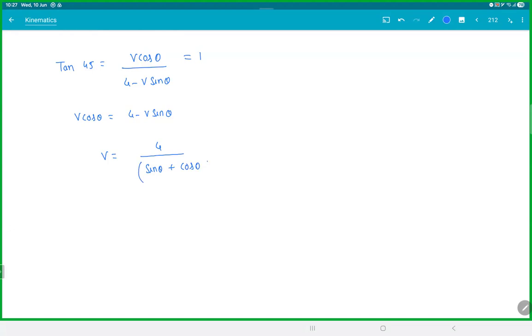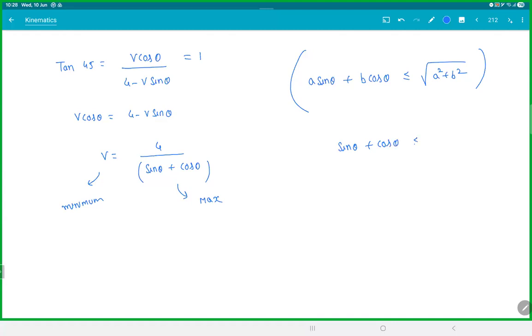So for v minimum, the denominator must be maximum. If this is maximum, then v will be minimum. Remember this thing, this is useful. A sin theta plus b cos theta, if you have a trigonometric function like this, its value is always less than or equal to root over a square plus b square. Did you guys study this in maths? This is a trigonometric result. So using this logic, sin theta plus cos theta is always less than or equal to root 2.